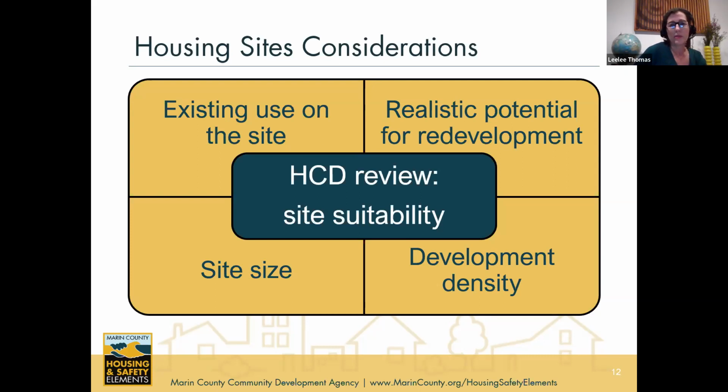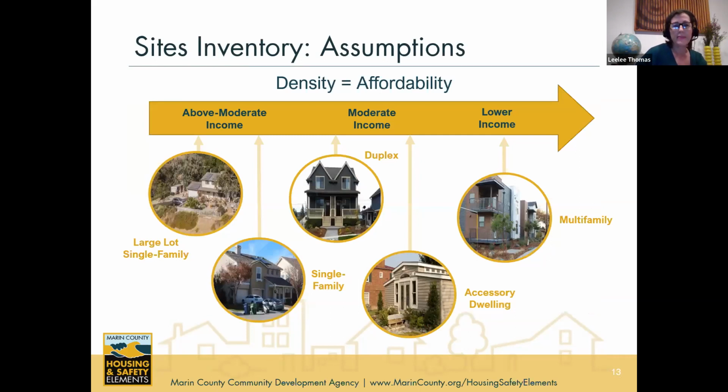And is the density adequate, especially for our lower income and affordable sites? Next slide, please. And the state looks at density as a measure of affordability, or as a proxy for affordability. So because of the high cost of land and development in Marin, housing must be built at higher densities in order to be affordable. And housing typically is more affordable as you get more dense.